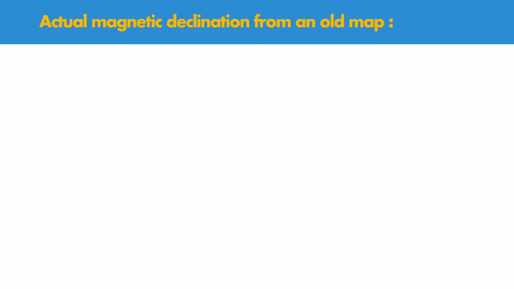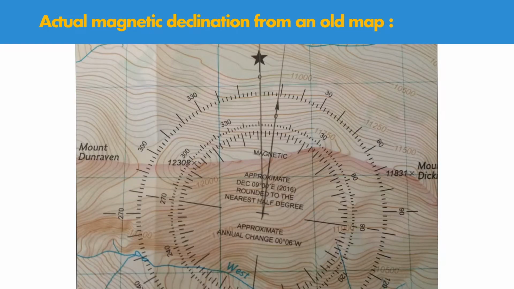Let's take a look at a magnetic declination diagram and how you can determine the current year magnetic declination of your topographic map, even if it's 10 years old. This is the magnetic declination diagram from my National Geographic Trails Illustrated map of Rocky Mountain National Park in Colorado. The approximate declination at this place is 9 degrees east at 2016.